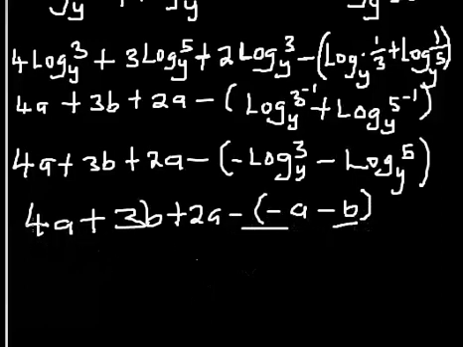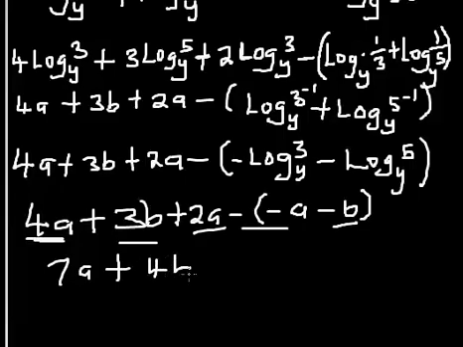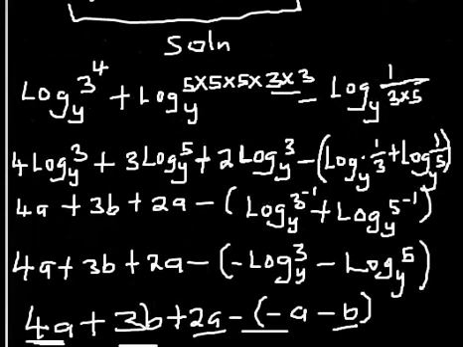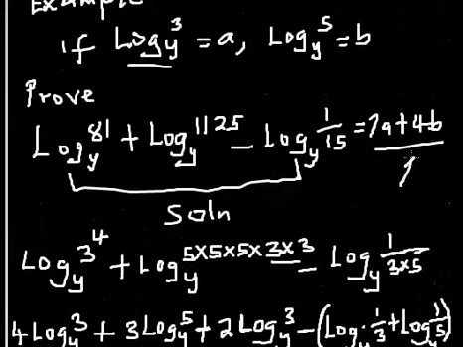So adding it, plus a to this: 4a plus 2a, that's 6a, then plus a, minus minus is plus, that's 7a. Go to this 3b, and of course minus into minus b is plus b, 3b plus 1b, that's 4b. So I have been able to prove that relationship. Where is the relationship? 7a plus 4b.